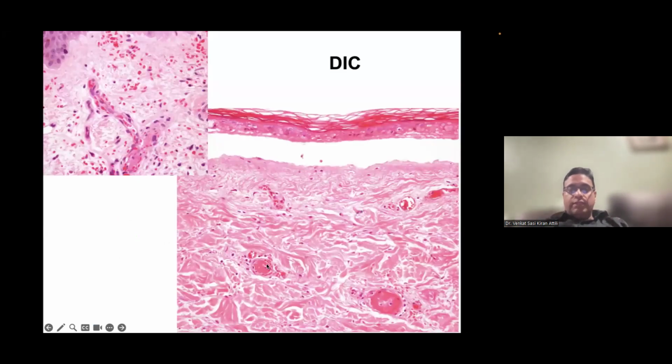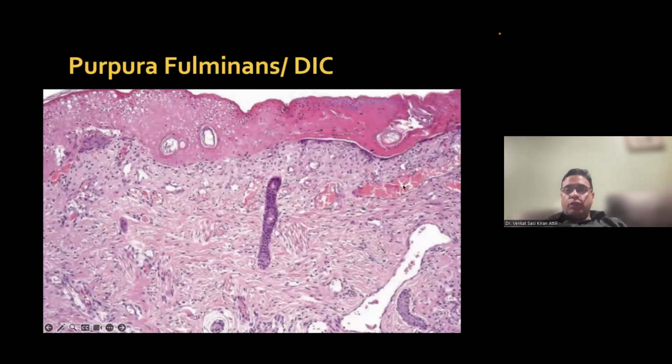This is an example of DIC where you have just thrombi, no inflammation, no fibrin within the vessel walls, just thrombus within the vessel, and extravasated RBCs as well. And here you see thrombus within the vessel, and because of the thrombosis, the vessel wall is occluded. You may see infarction of the epidermis. That's purpura fulminans in DIC.